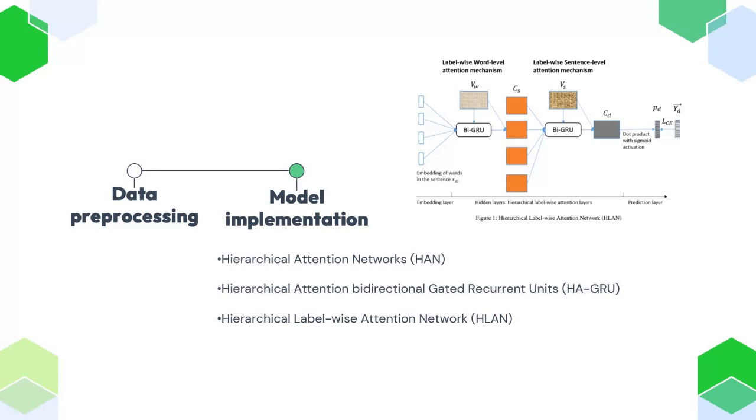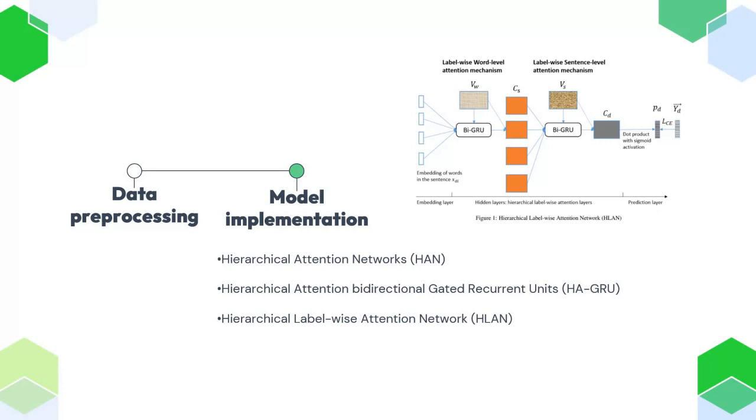Next is the hierarchical attention bidirectional gated recurrent units. This model builds on HAN by offering sentence-level explanations for each label. But it still falls short in pinpointing the specific words that lead to each decision.